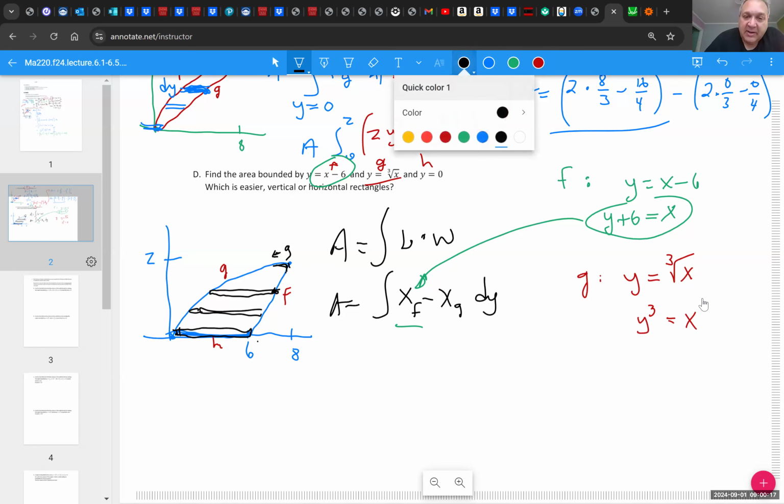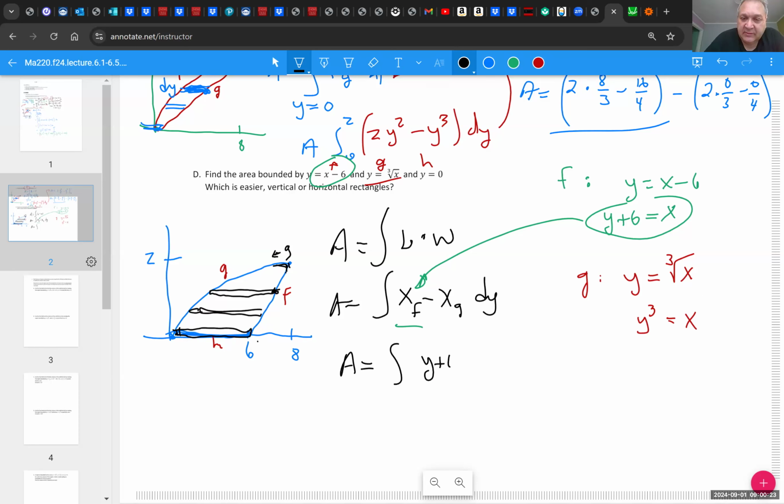And then I can write out my integral. The x for the f function is y plus 6. And the x for the g function is y cubed. And this whole thing is dy. And then I just do my math, right? Oh, I need limits. I need limits on the integral. So my limits on the integral have to be in terms of y. I keep reminding folks this, because it's dy, everything's got to be in terms of y.